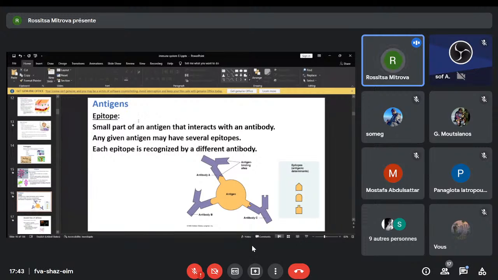The antigens have this special small part that interacts with an antibody, and it is called an epitope. Any given antigen may have several epitopes. You see different forms, and each epitope is recognized by a different antibody. You see A or B or C.